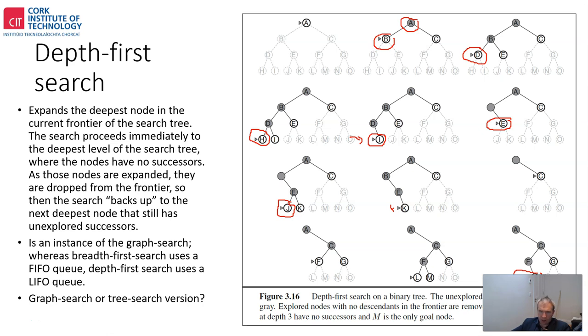The tree search version, on the other hand, is not complete. However, depth first tree search can be modified at no extra memory cost so that it checks new states against those in the path from the root to the current node. This will avoid infinite loops in finite state spaces, but does not avoid the issue of redundant paths. In infinite state spaces, both versions fail if an infinite non-goal path is encountered. Okay?